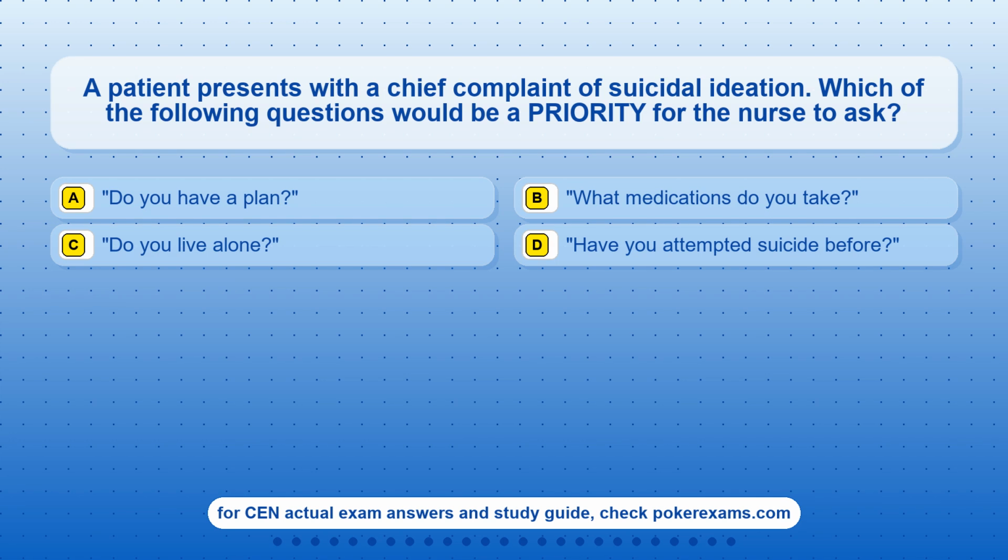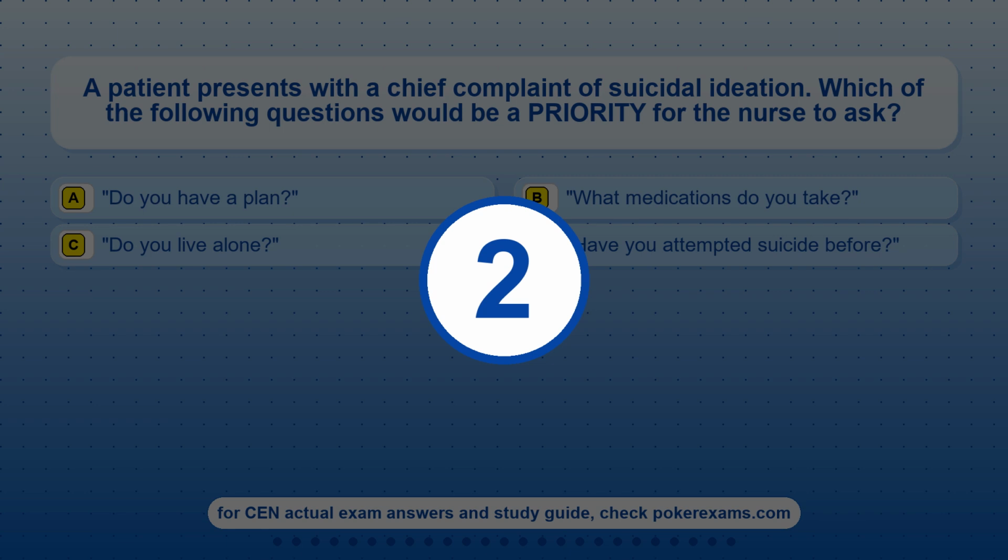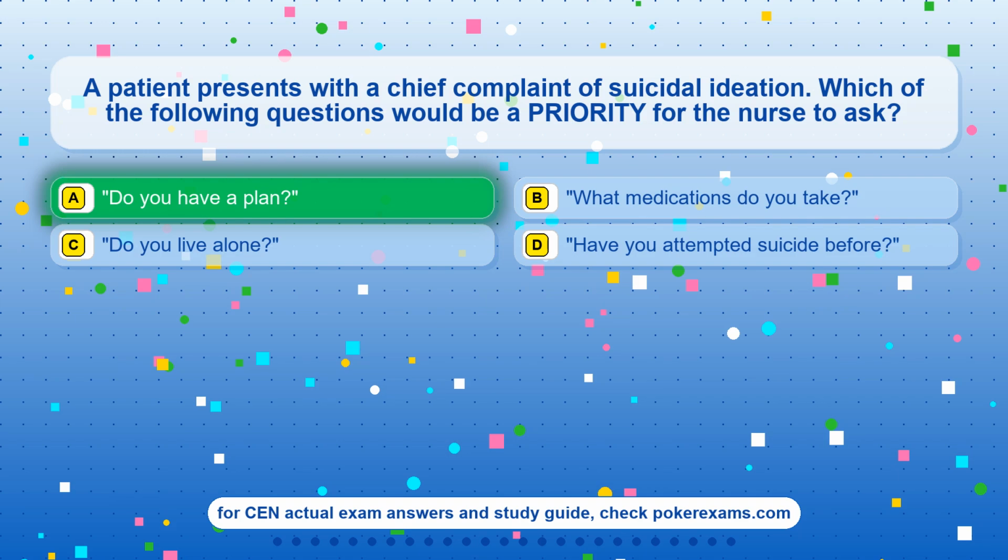Question 19. A patient presents with a chief complaint of suicidal ideation. Which of the following questions would be a priority for the nurse to ask? Option A, do you have a plan? Option B, what medications do you take? Option C, do you live alone? Option D, have you attempted suicide before? The correct answer is option A, do you have a plan?